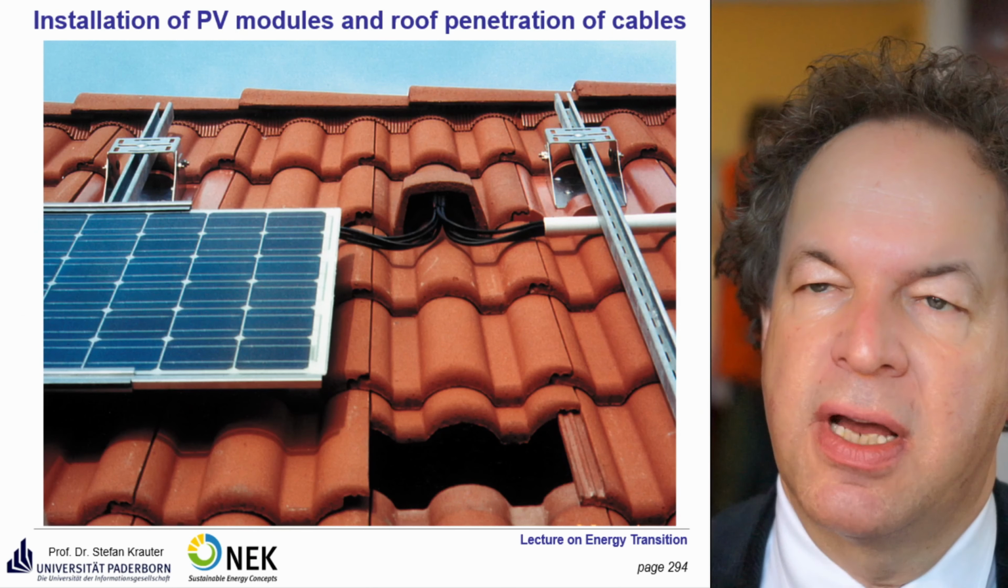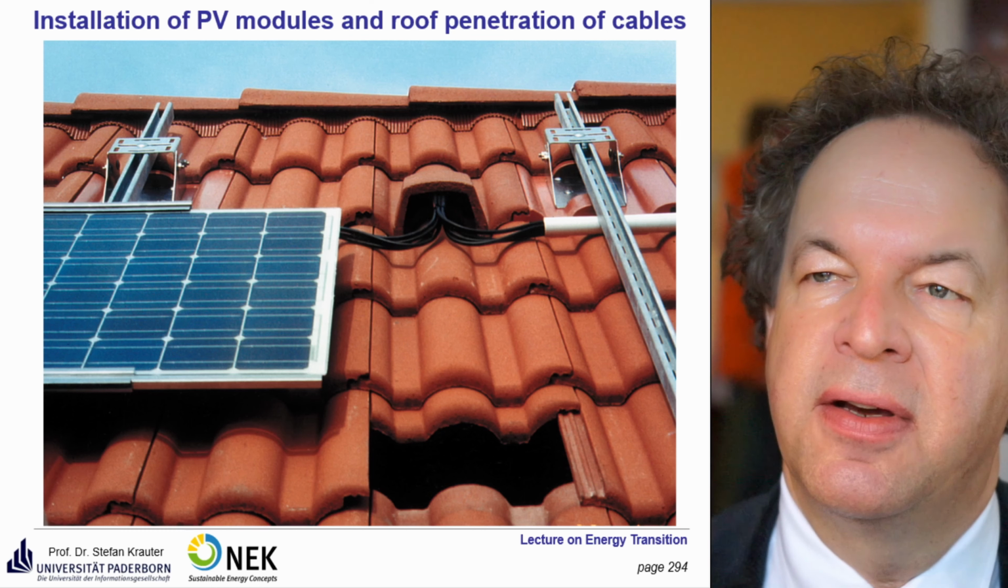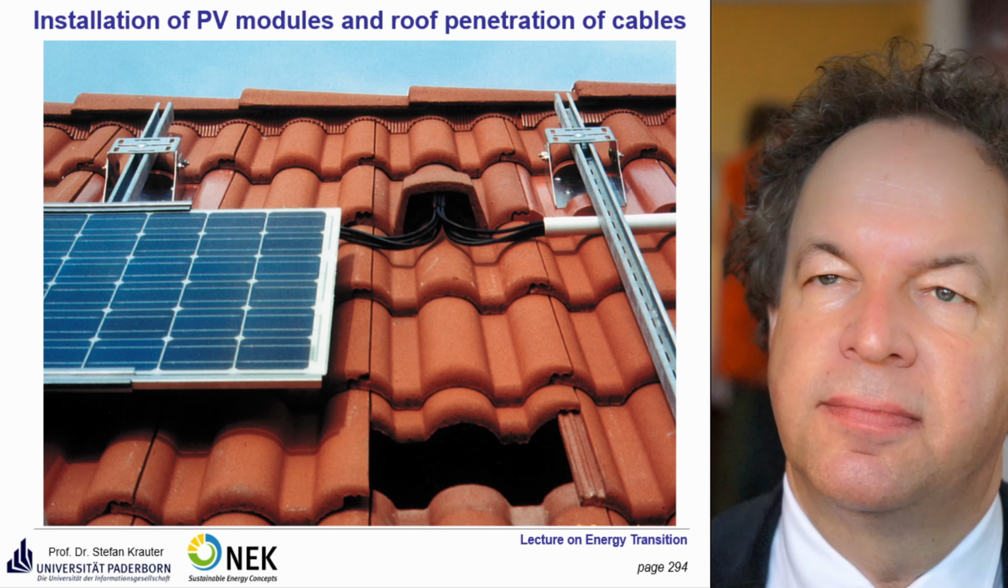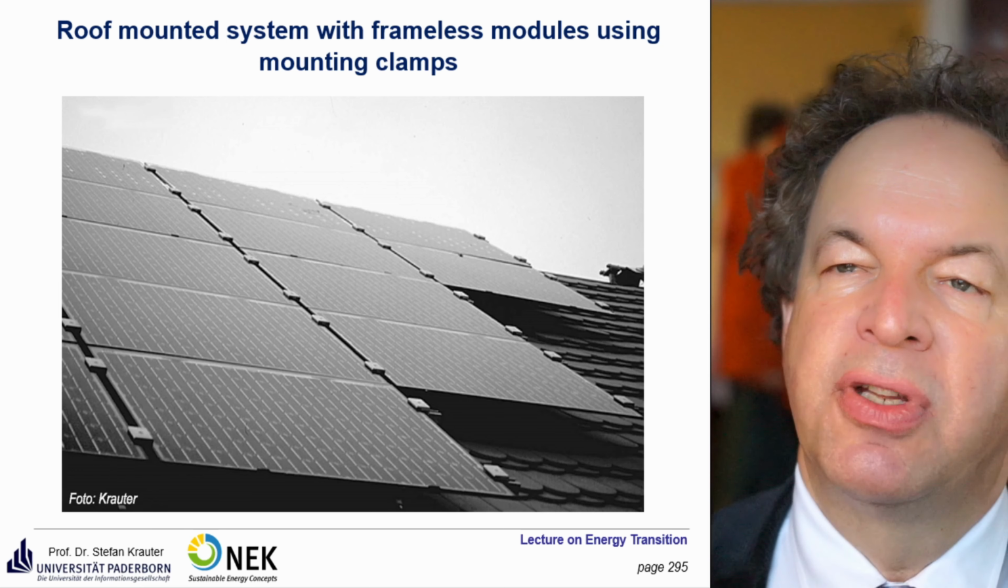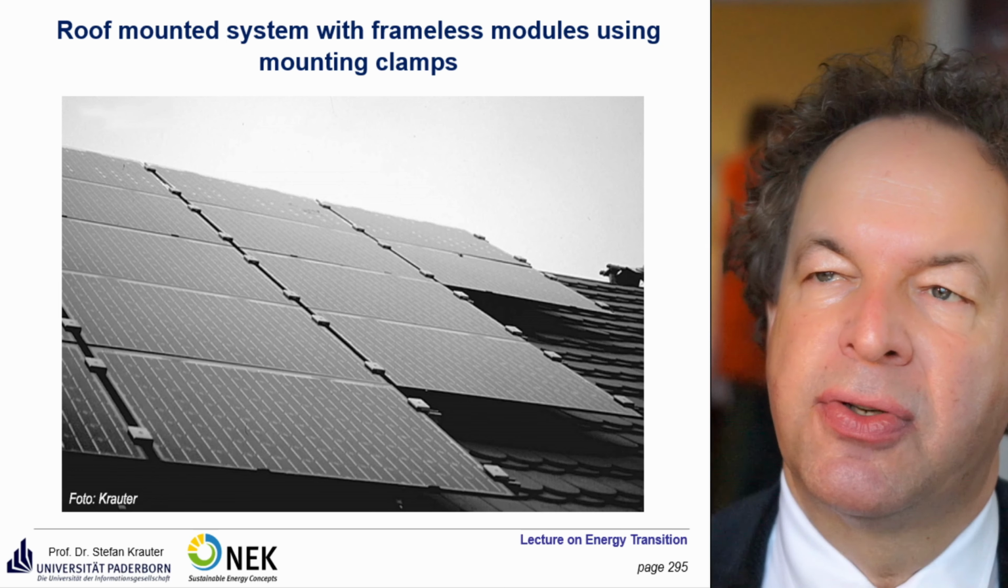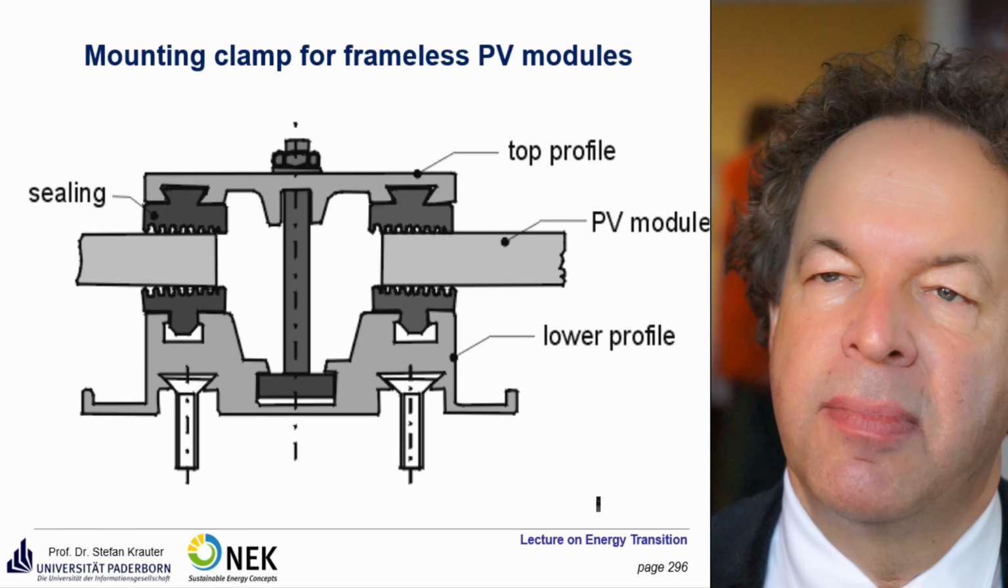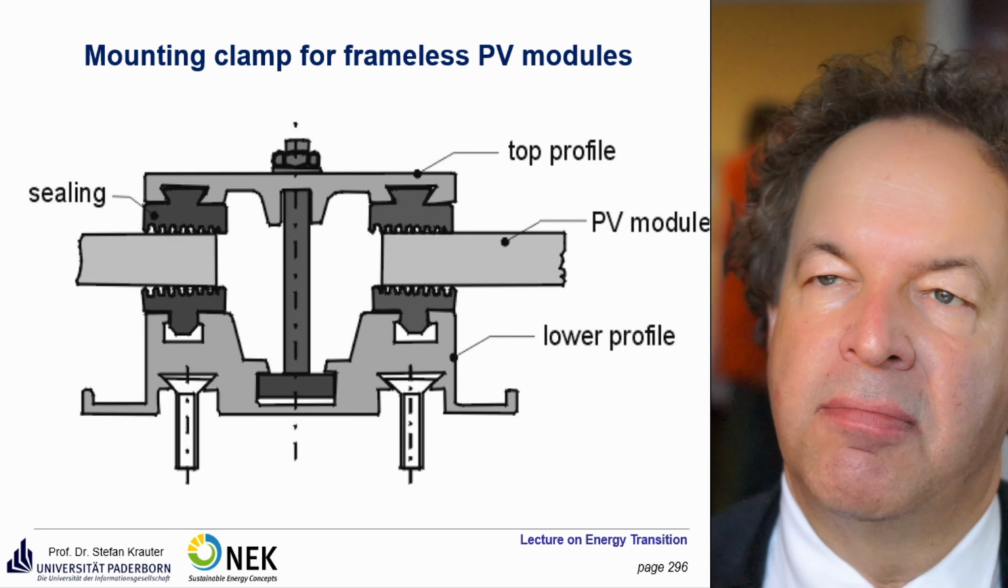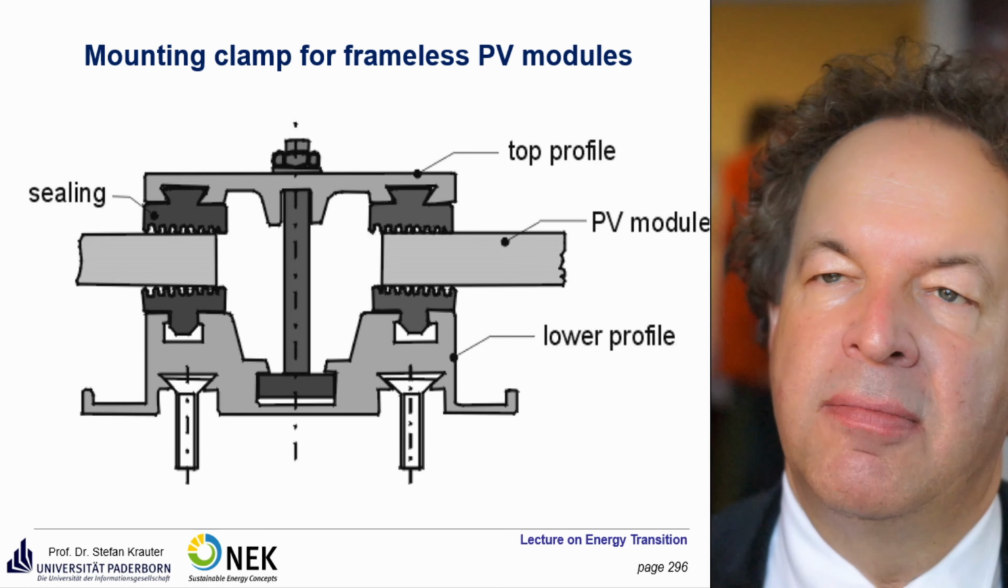Also there are special equipment to allow the penetration of cables without affecting the waterproofness of the roof. Modules which don't have a frame, so you use mounting clamps. This saves also costs for the frame. So here you see such a mounting clamp for frameless modules. So here, even with one screw, you can fix 2 modules.